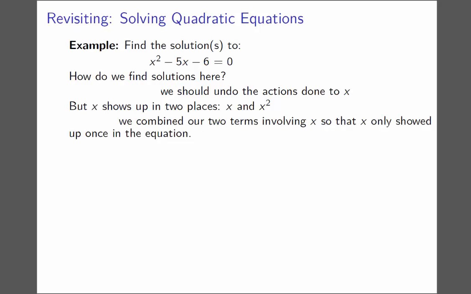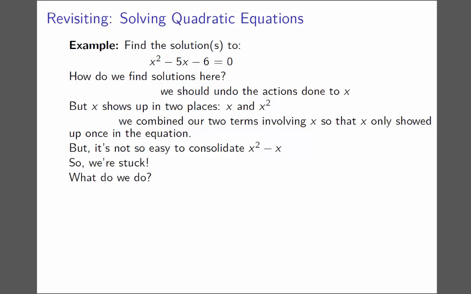When we ran into this problem in the past, we combined our two terms involving x so that x only showed up once in the equation. But it's not so easy to consolidate x squared minus x, or x squared minus 5x. So we're stuck. What do?